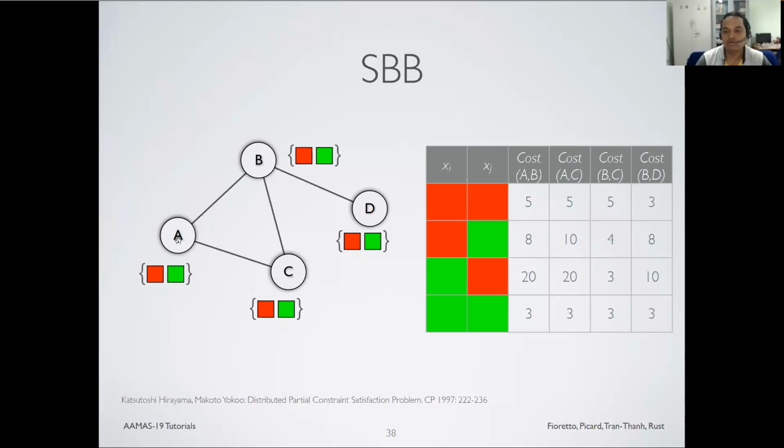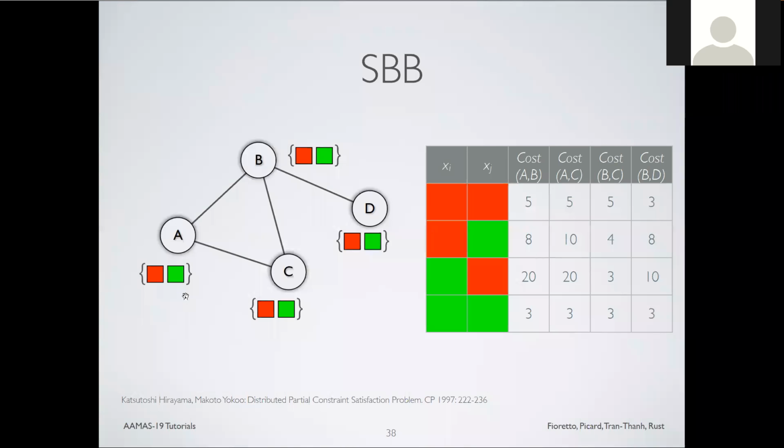So here you see there are 4 variables, A, B, C, D. We can put agents. Maybe agent A1 is responsible for choosing the color of node A. Agent A2 is responsible for choosing the color of B. Agent C is responsible for choosing the color of C. Agent D is responsible for choosing the color of D. And there are 2 colors. So a variable can have 2 domain values, either red or green.